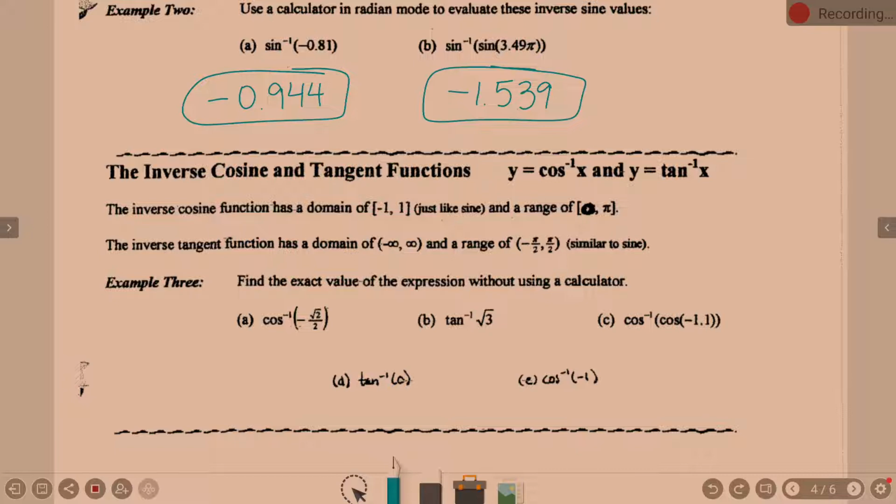Lesson 4.7, picking up where we left off yesterday. We pretty much finished inverse sine, and I'd started talking a little bit about inverse cosine and inverse tangent, but I think that's about where we left off in this class.